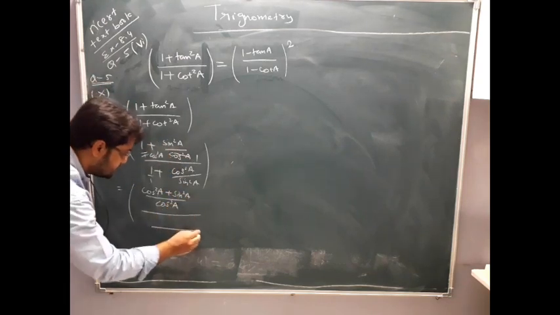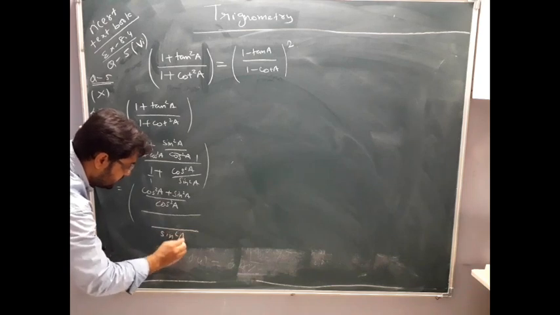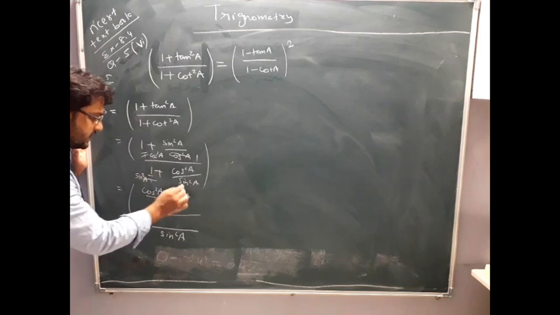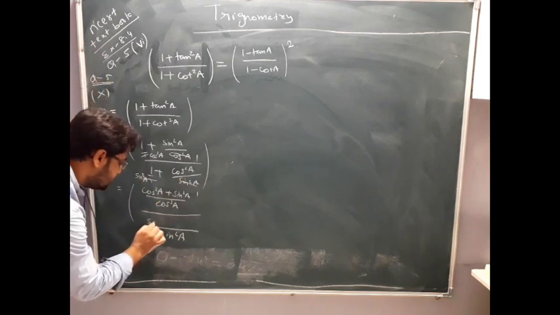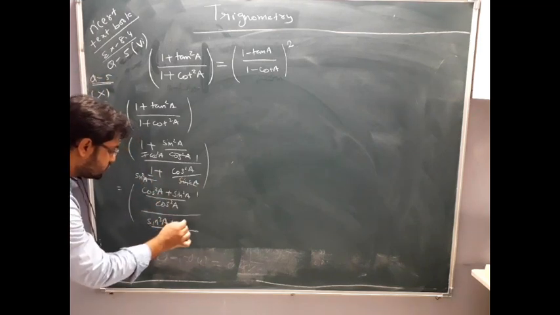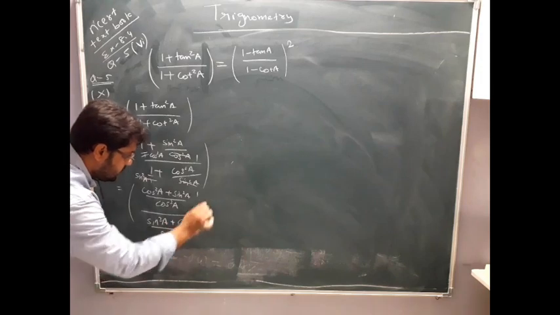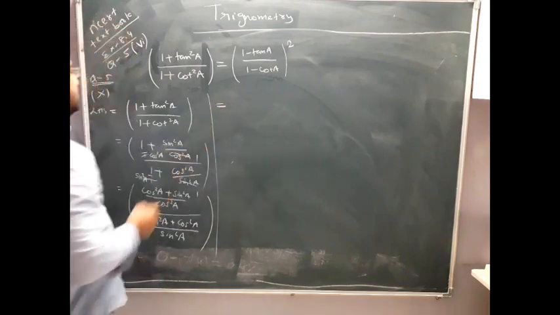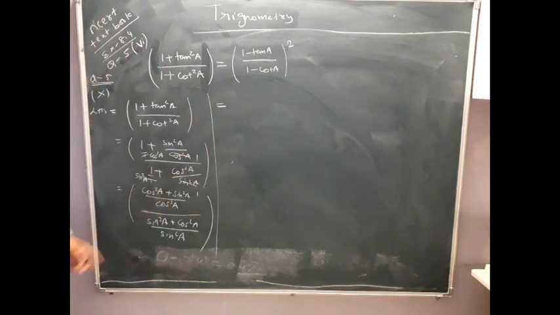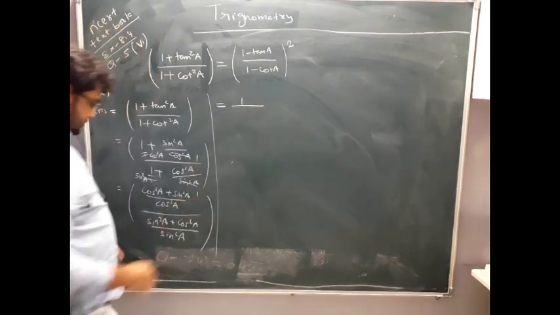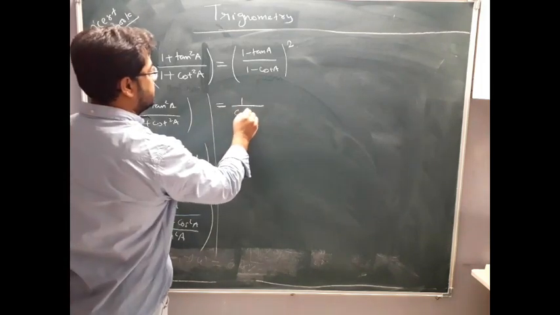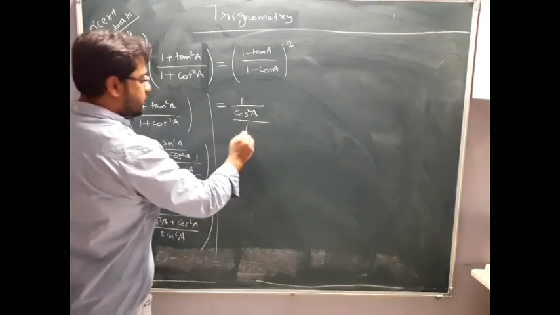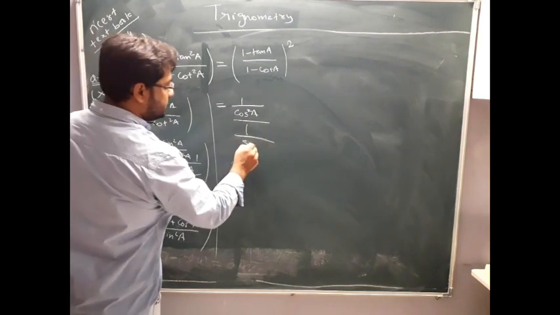Again I will take the LCM as sin square A. Clear? Cut sin square A here, cut 1 here. 1 times sin square A is sin square A, and cos square A times 1 is cos square A. Equal to this LHS only. So cos square A plus sin square A, 1 by cos square A, over sin square A plus cos square A, 1 by sin square A.